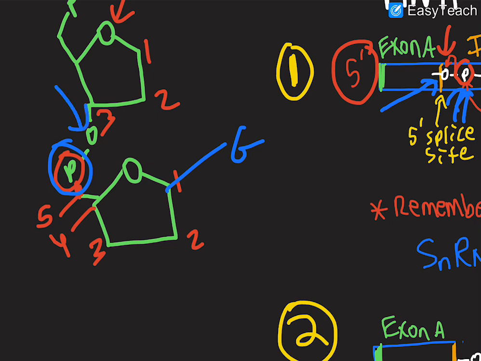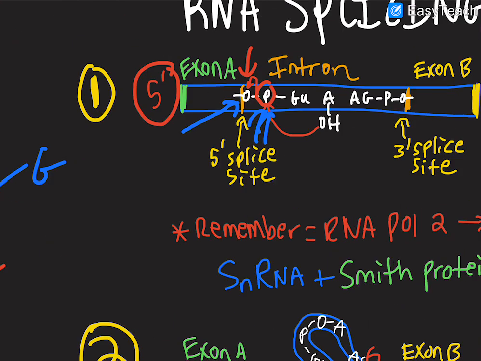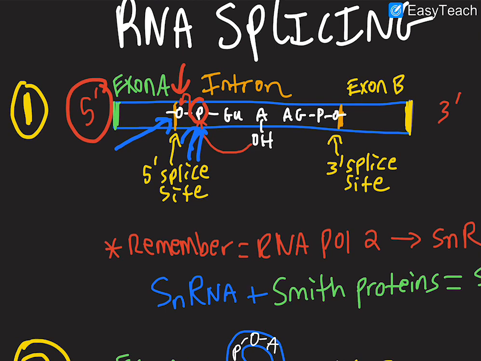Which is right here. So what happens is the O that's part of the OH of this adenine will attack the phosphate. So let's erase all this here. What's going to happen is this O will attack this phosphate, and then that will cause this bond right here, this phosphodiester bond that we just showed, to break.